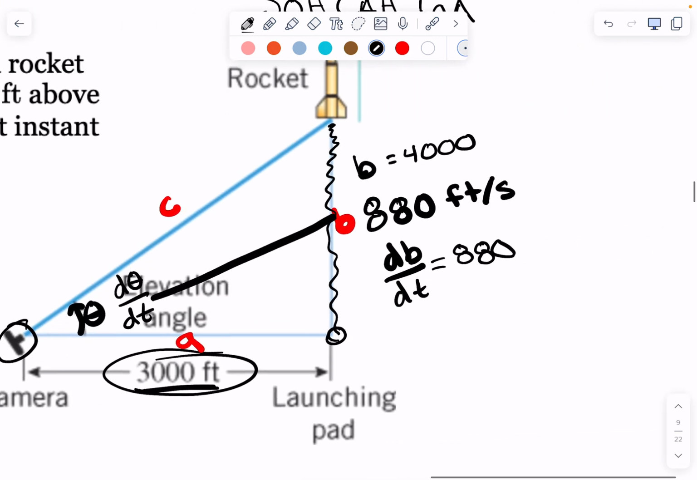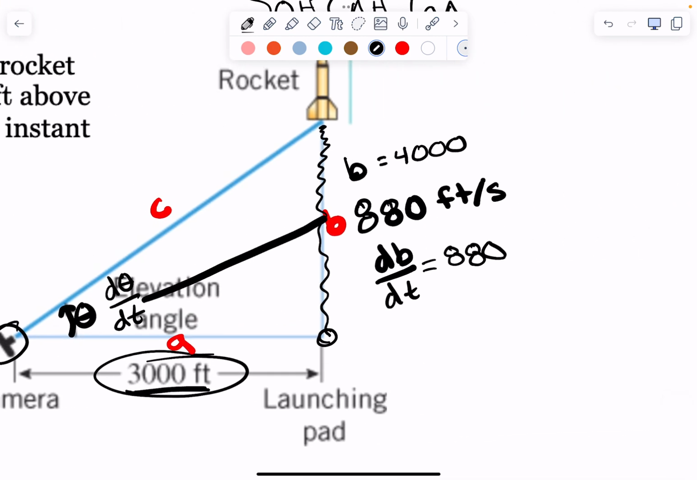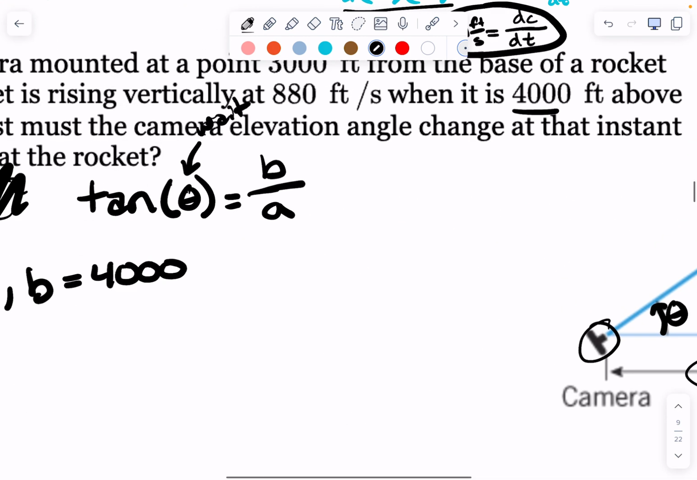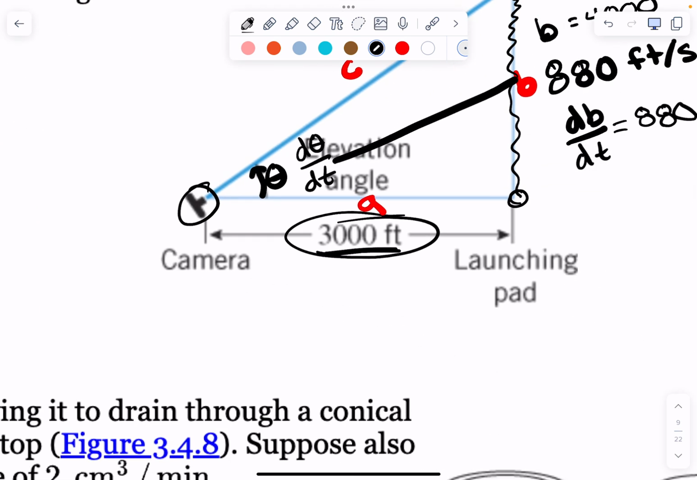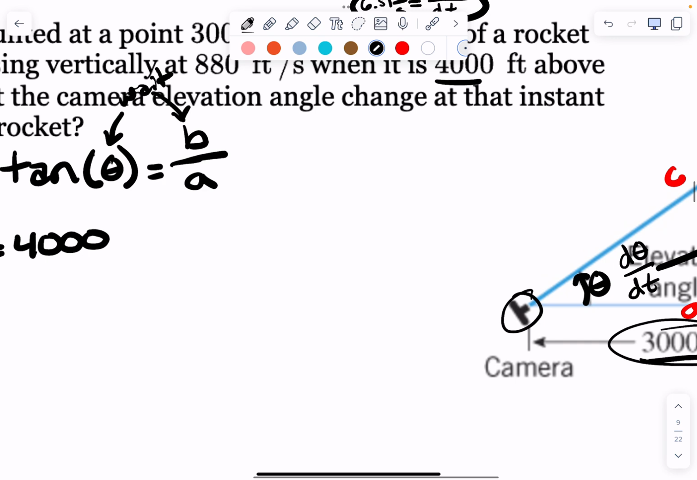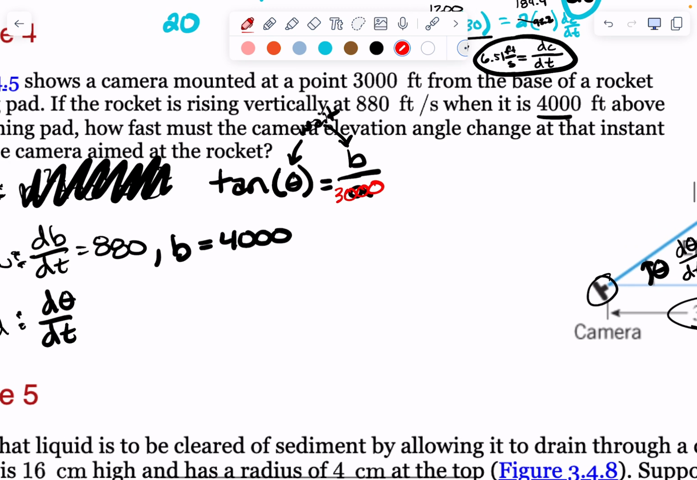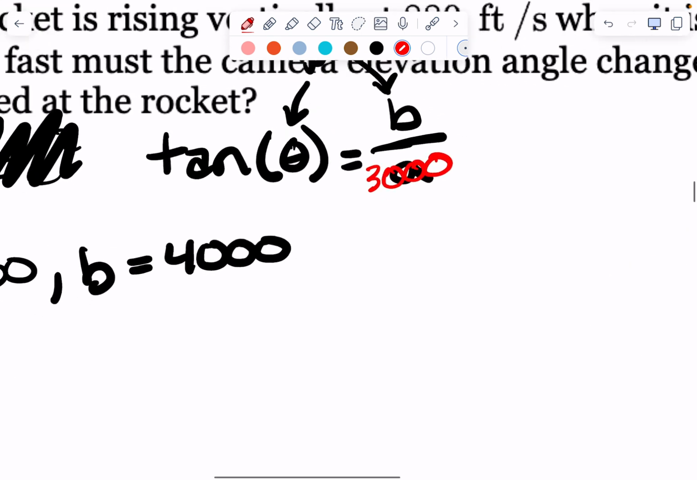All right, will B change as this rocket rises? Yeah, so I have to wait on him. Will A change as the rocket rises? No. So I get to plug in 3,000 for A. That makes my life a little bit easier. We have to take the derivative of this first, but let's do some options.